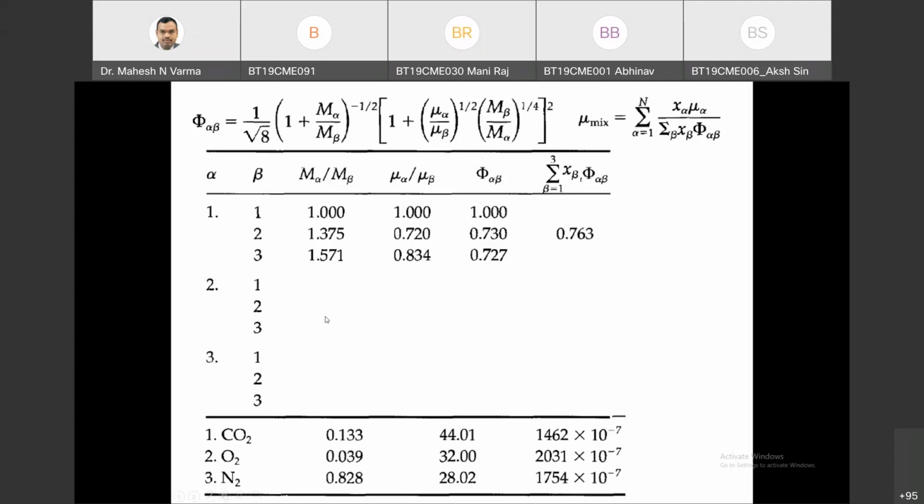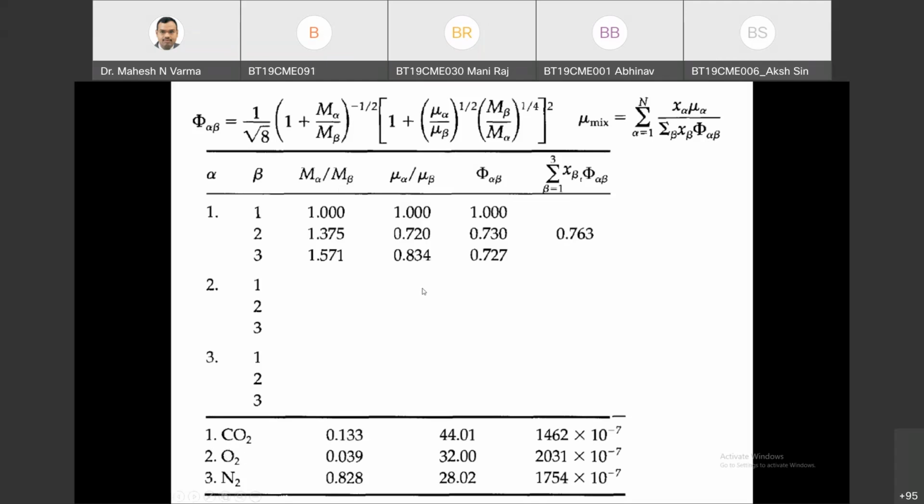What is the value here? Second value 1. Third value 1.142. Okay, mu alpha by mu beta. And then what is the value? Viscosity, alpha by beta. Alpha equals oxygen and beta equals carbon dioxide.